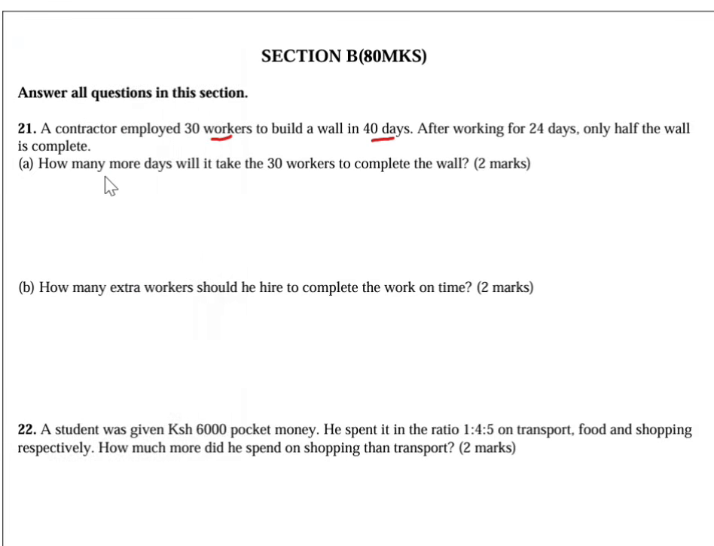So reasoning method, here we have workers, days, then the wall done. So workers are 30. How many days? They worked for 24 days, and only half of the wall is complete, so here we put a half. How many more days will it take 30 workers? Same number of workers, 30. We don't have the days to complete the wall. Kama half ni nusu. To complete means it is 1, so we put here 1.